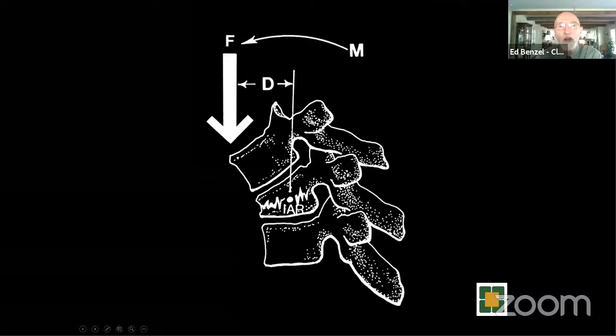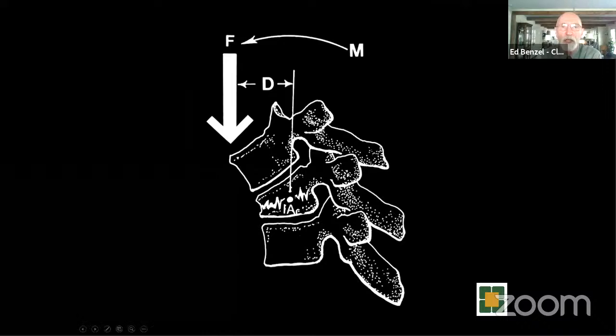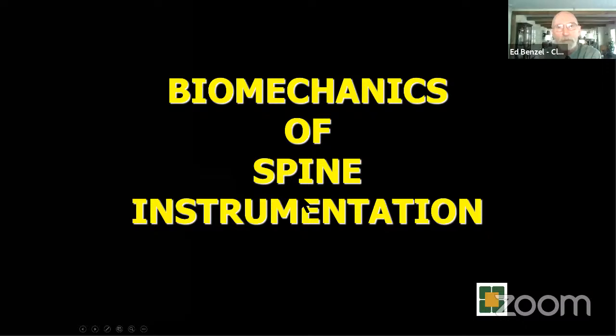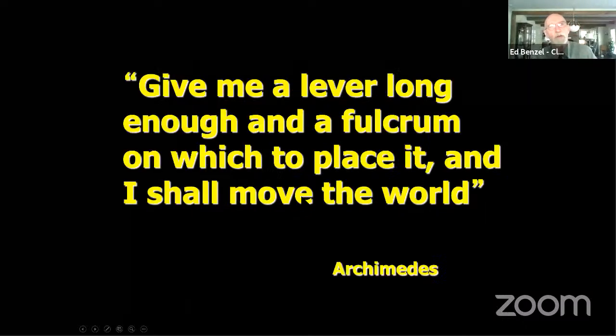Bending moments cause concentration of stresses. In this case, it initially caused the concentration of stresses ventrally, which initiated failure and then propagated dorsally. All points ventral to the IAR came closer together, and all points dorsal became farther apart. So if we instrument the spine, we're basically trying to prevent or correct deformity.